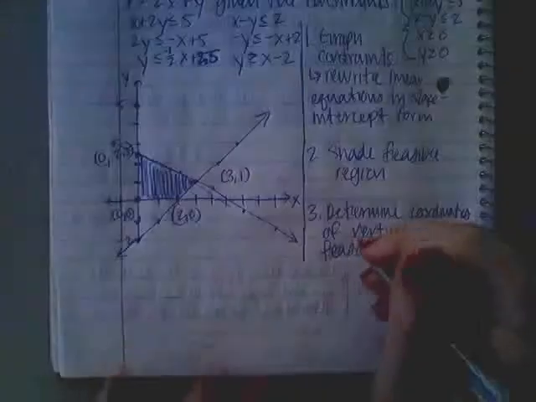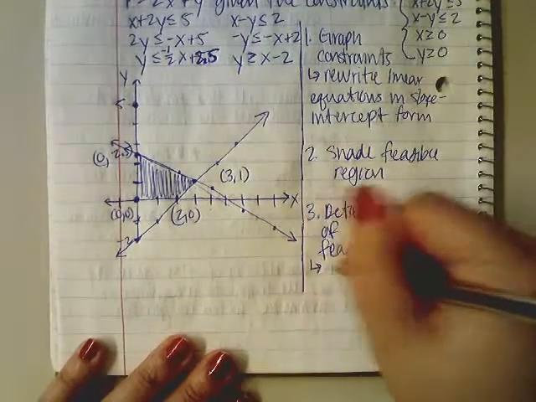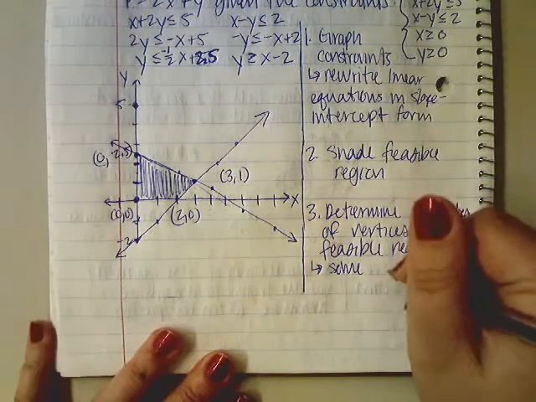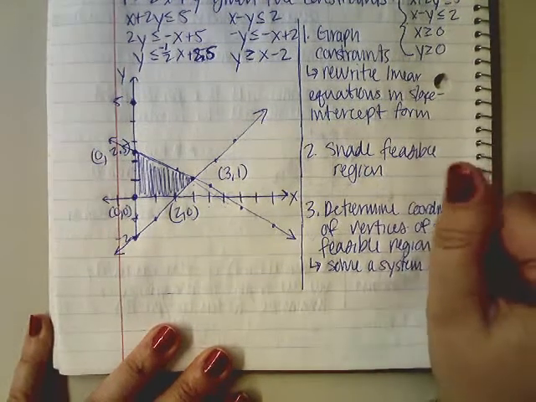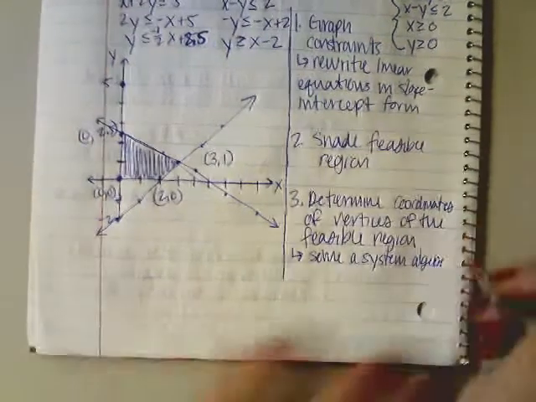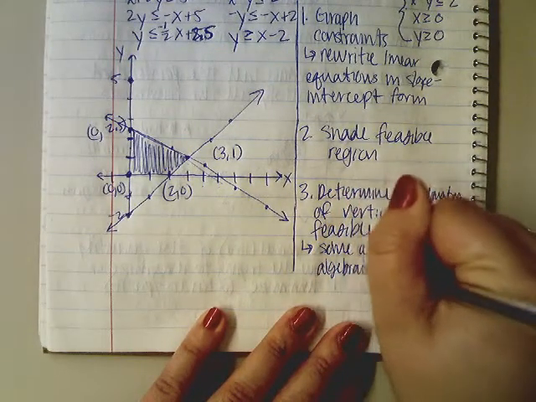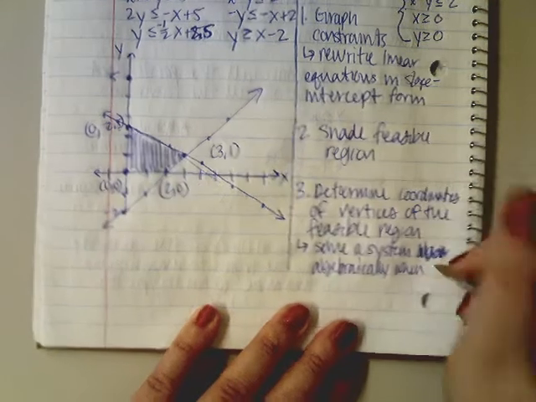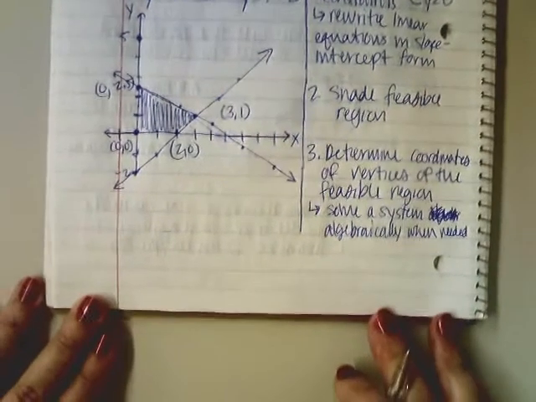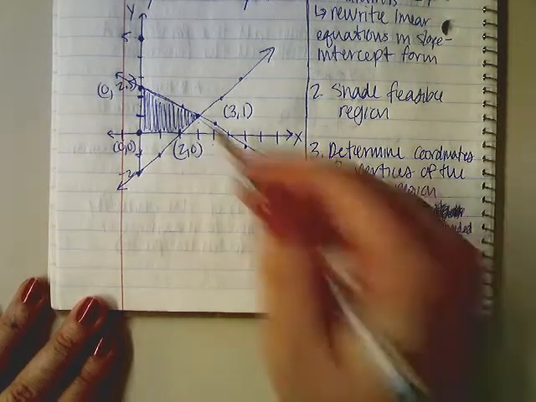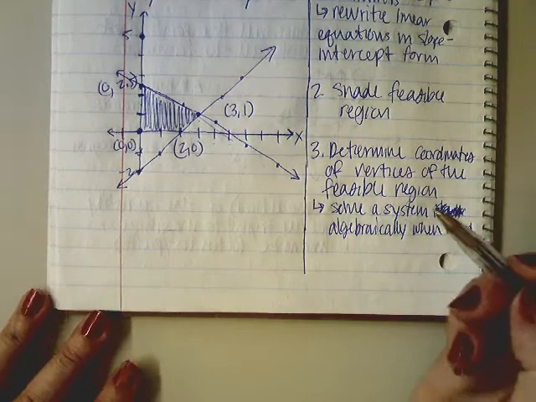And I want to make a note, in this case, I was able to solve for them all by graphing, but in some situations, you might have to solve a system algebraically when necessary. So solve the system algebraically when you need to. In this case, you didn't have to because we could solve it graphically, but if necessary, make sure you solve for it algebraically.